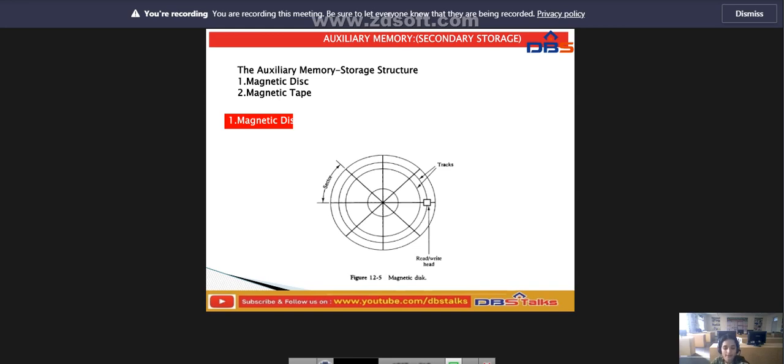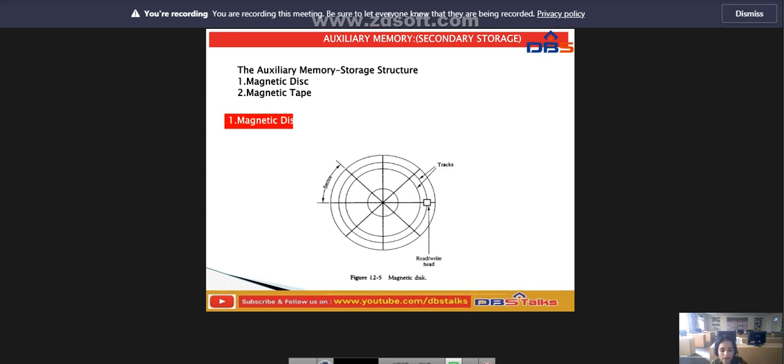What we are saying is that the bits are stored in the magnetic surface. What are bits? Whatever bits we have are stored in the magnetic surface, in spots along the concentric circles called tracks. The tracks are commonly divided into sections. Each section is called a sector.